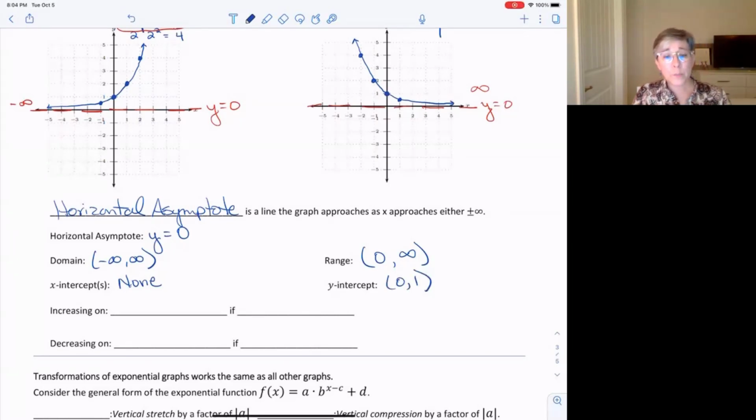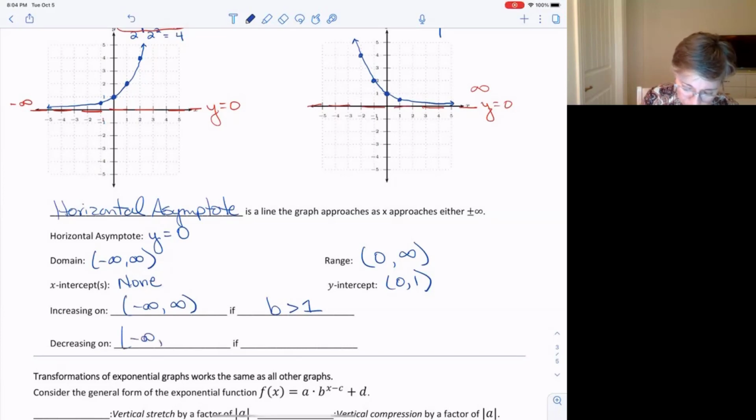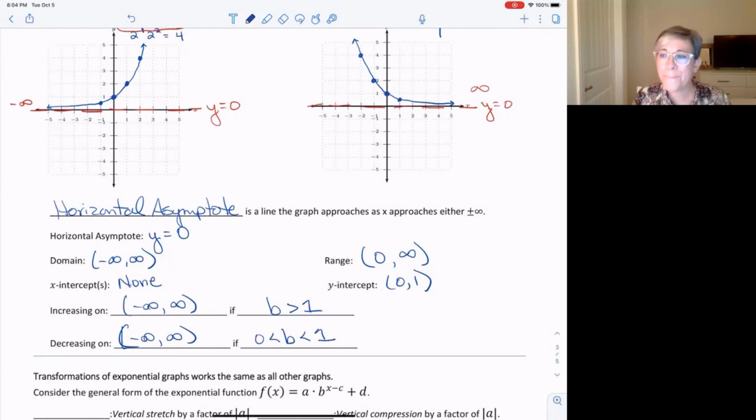So an exponential function will always be increasing over its entire domain as long as your base is greater than 1. It will be decreasing from negative infinity to infinity, those are parentheses, if your base is a fraction between 0 and 1. So again, you can think of it in terms of that base being a fraction or a percentage of your original amount.